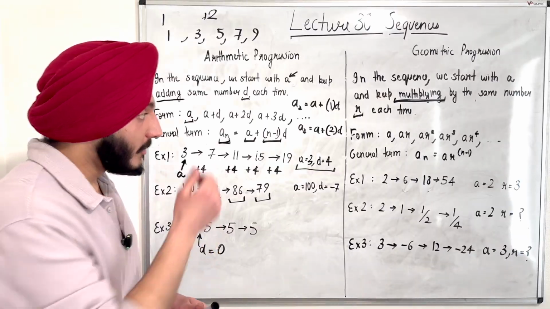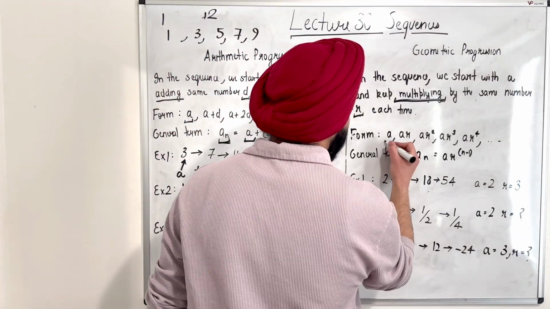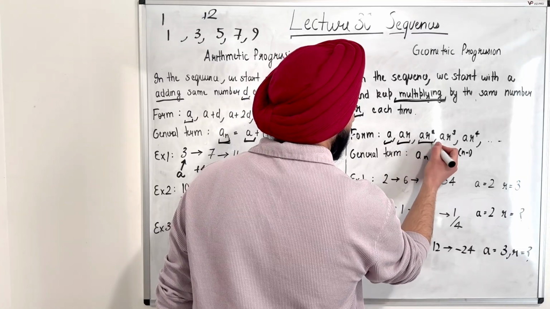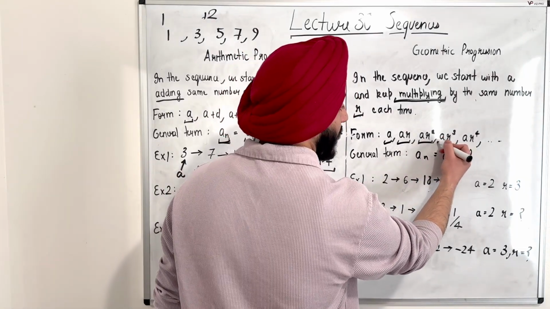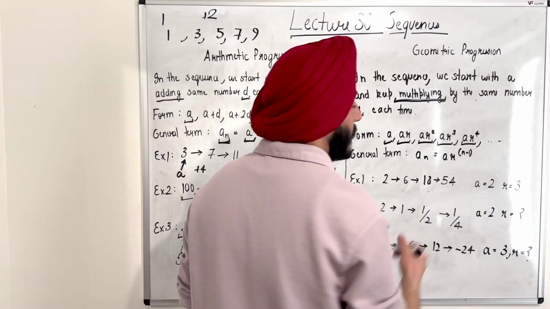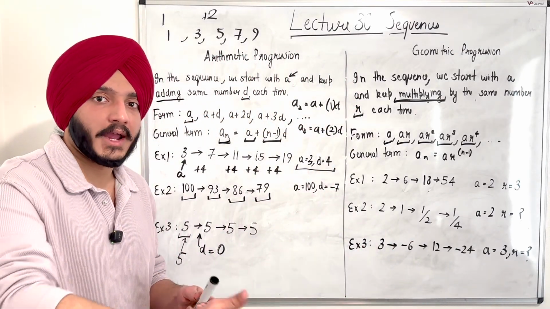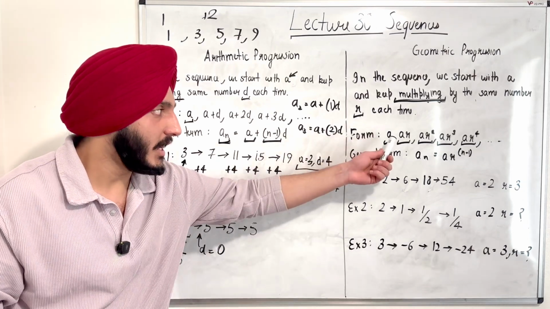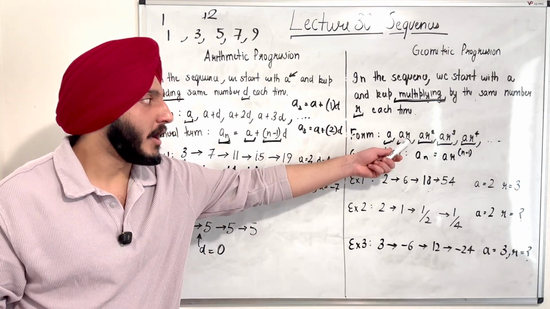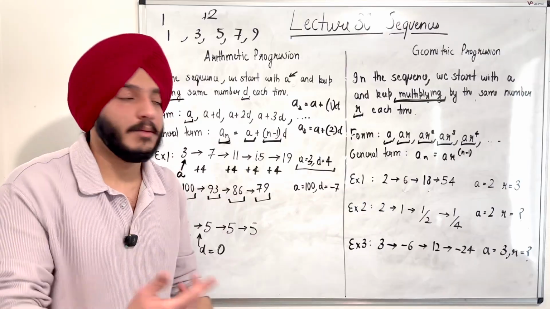But you should have the clarity in your mind. Okay, so the form starts with a, multiplied by r, then a times r to the power of 2, r to the power of 3, r to the power of 4. So every single time I keep on multiplying by the value r, starting with a, right? So a multiplied by r, r again, keep going on, right?